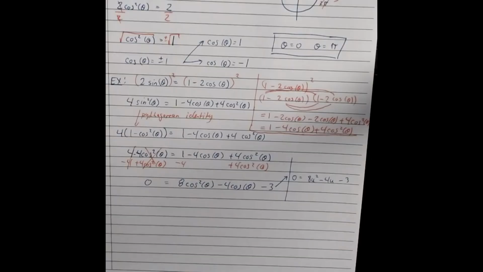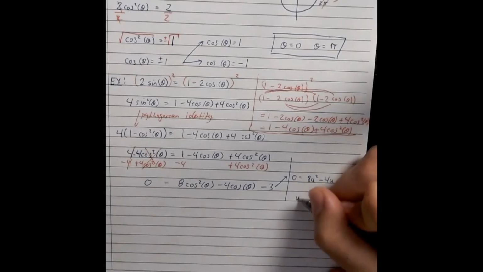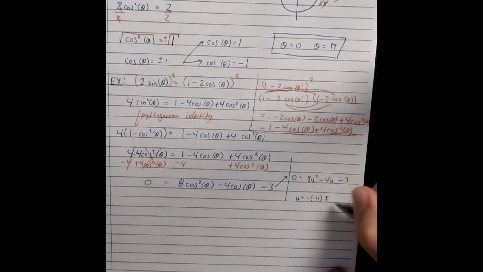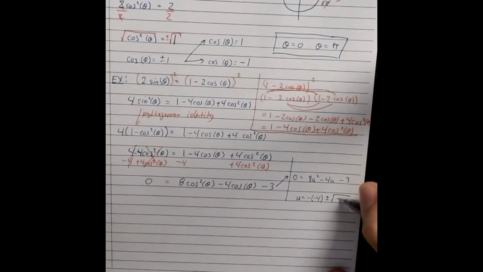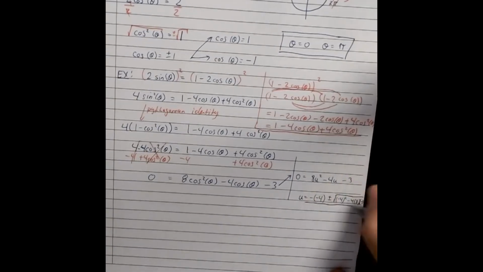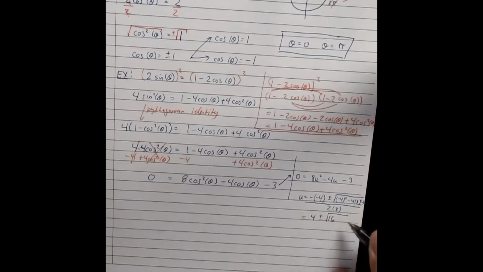All right, so let's take a look now. We can use the quadratic formula for this one. Here, u is equal to negative b plus or minus the square root of b squared minus 4 times a, which is the number 8, times c, which is negative 3, all over double the value of a, which is the number 8. Here, double negative makes that a positive, positive 4, plus or minus the square root. Negative 4 squared is 16.